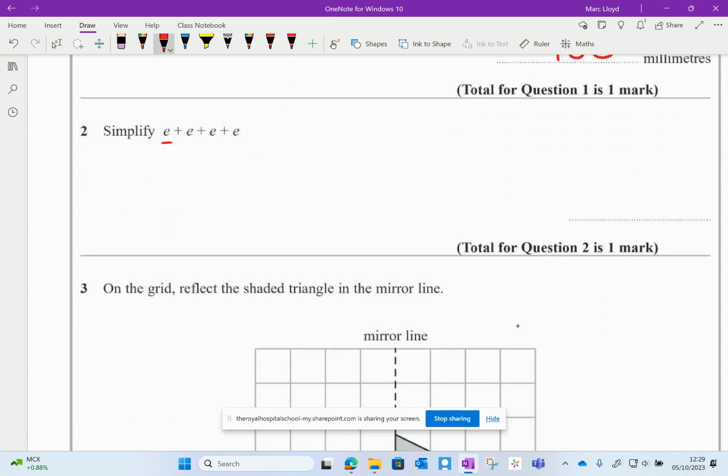Simplify. E. There are 4 E's there. So it's 4E, not E to the 4. That's when we multiply. Okay.